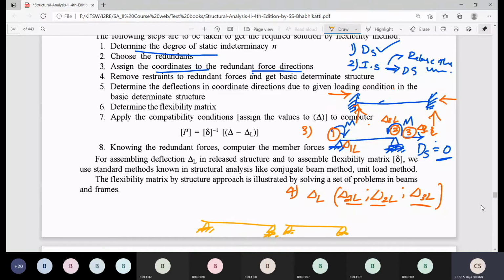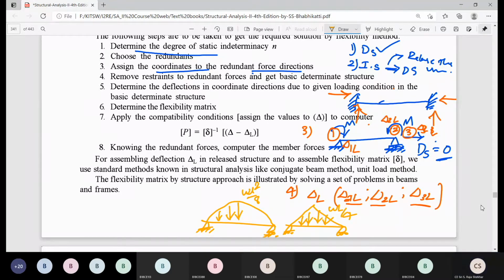If a uniform distributed load is acting on this first span, then the bending moment diagram will be a parabolic variation here. If a point load is acting, then the bending moment variation is triangular. Like that, we need to draw the free bending moment diagram due to applied load, and calculate the maximum intensity. The formula is WL square by 8 for the uniform distributed load, and WL by 4 for a point load acting at the center. So this is the variation.